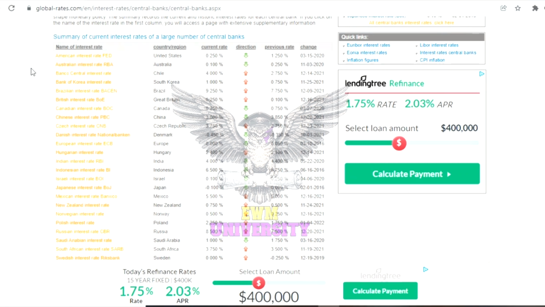So for instance, let's say we're trading the American dollar versus the Canadian dollar, right? So we'll find the Canadian interest rate, or the Bank of Canada, here. And their current interest rate is 0.25. And we look up here, the American Fed interest rate is 0.25 as well.